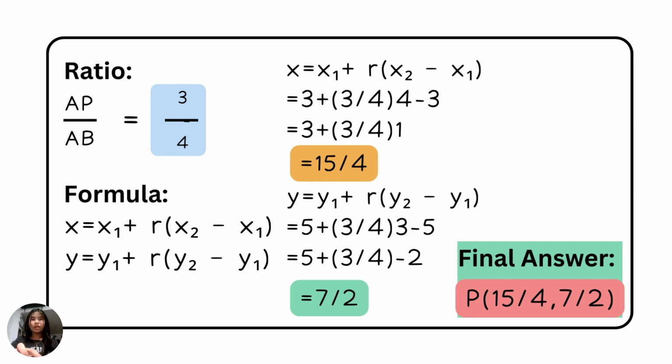For y, we will also substitute it to the formula. So it will become 5 plus 3 over 4 multiplied to 3 minus 5, then 5 plus 3 over 4 times negative 2, and our final answer will become 7 over 2. The final answer, the coordinates of point P, is 15 over 4 and 7 over 2.